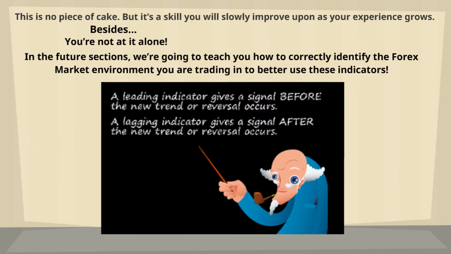This is no piece of cake. But it's a skill you will slowly improve upon as your experience grows. Besides, you're not at it alone. In the future sections, we're going to teach you how to correctly identify the Forex market environment you are trading in to better use these indicators. In the below figure you can see: a leading indicator gives a signal before the new trend or reversal occurs. A lagging indicator gives a signal after the new trend or reversal occurs.